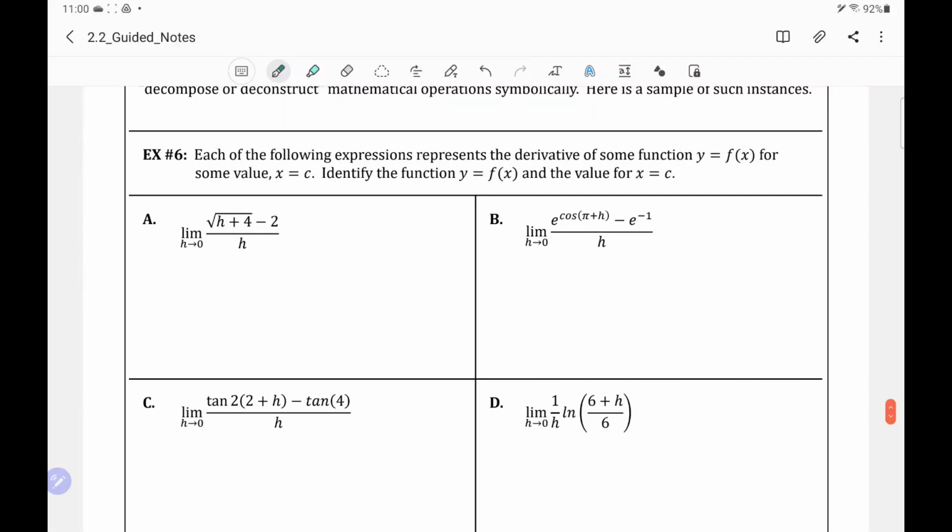On number 6, each of the following expressions represents the derivative of some function y equals f of x for some value x equals c. Identify the function y equals f of x and the value for x equals c. So basically we are working backwards. They're telling us that they have already set this up into one of the formulas for derivative. It could be the limit of the difference quotient. It could be those two alternate forms.